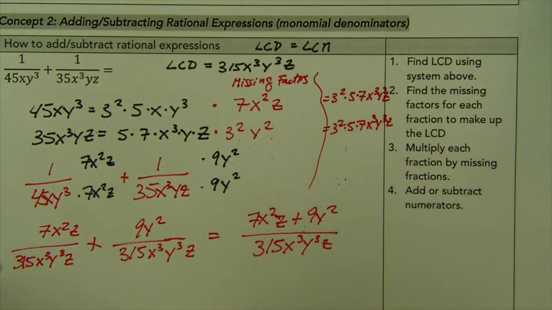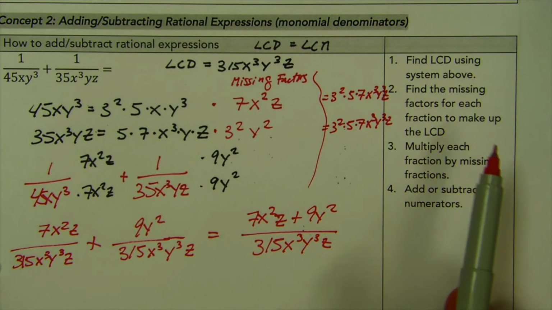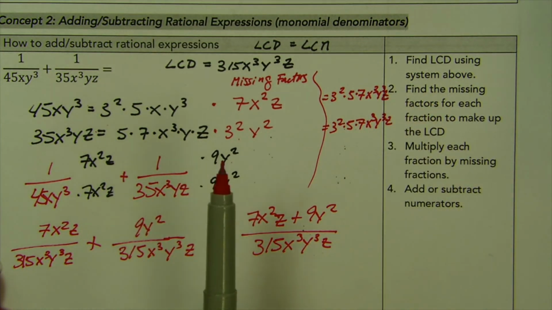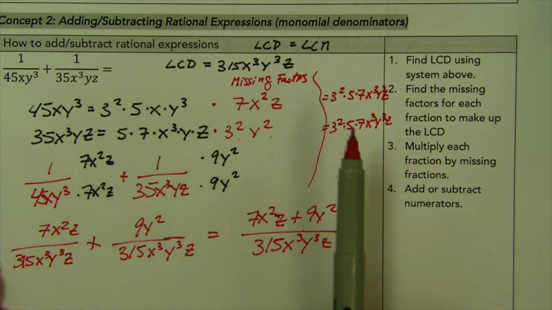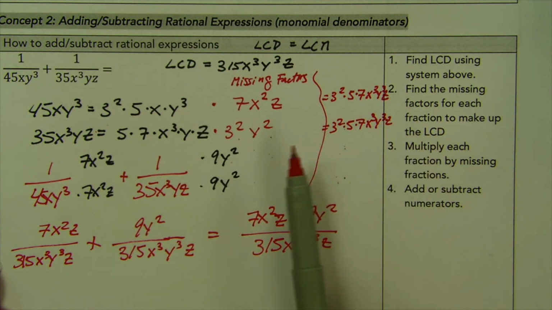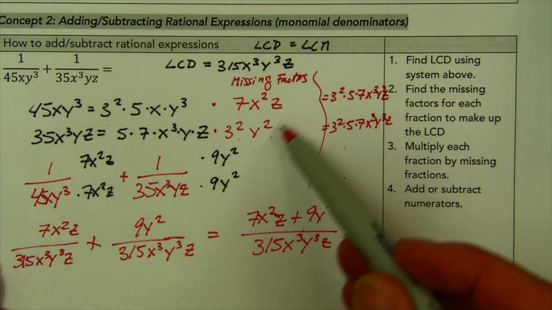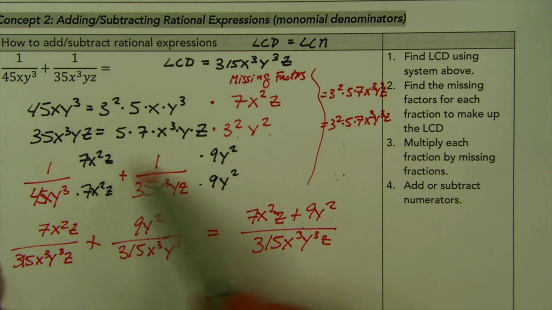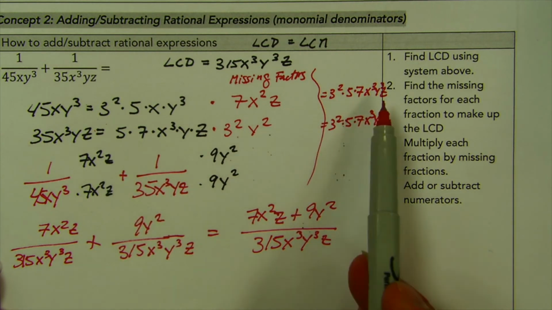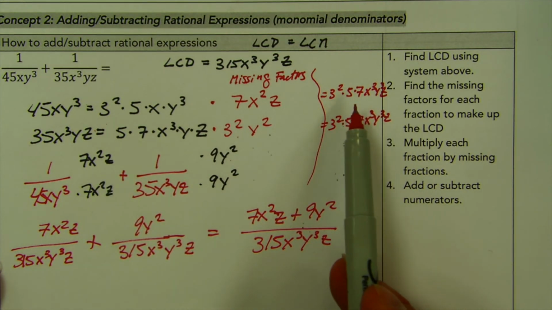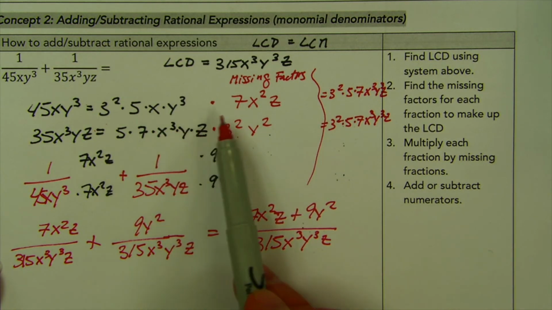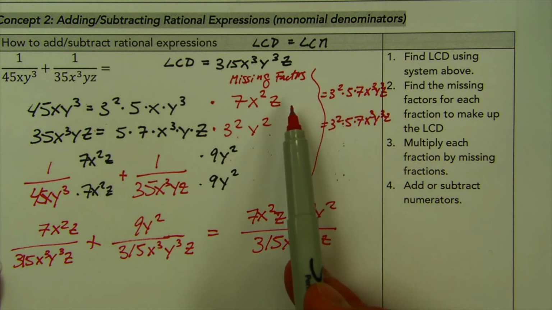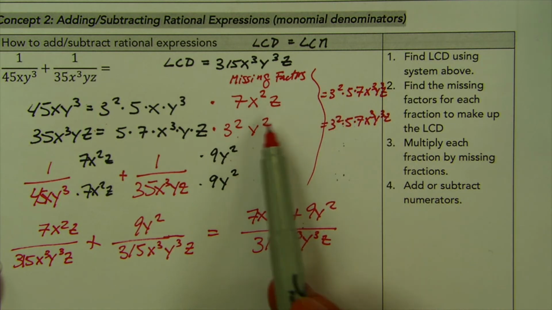Good times. Okay, so let's go through these steps right here. You found the LCD using the system above, the one right above your paper. And then we found the missing factors. What do I need to multiply to get to the LCD? It helps if you list the factors of the LCD and find which ones are missing. So in this one, 7 was missing. We only had 1 x. We need to have x cubed, so I put an x squared.